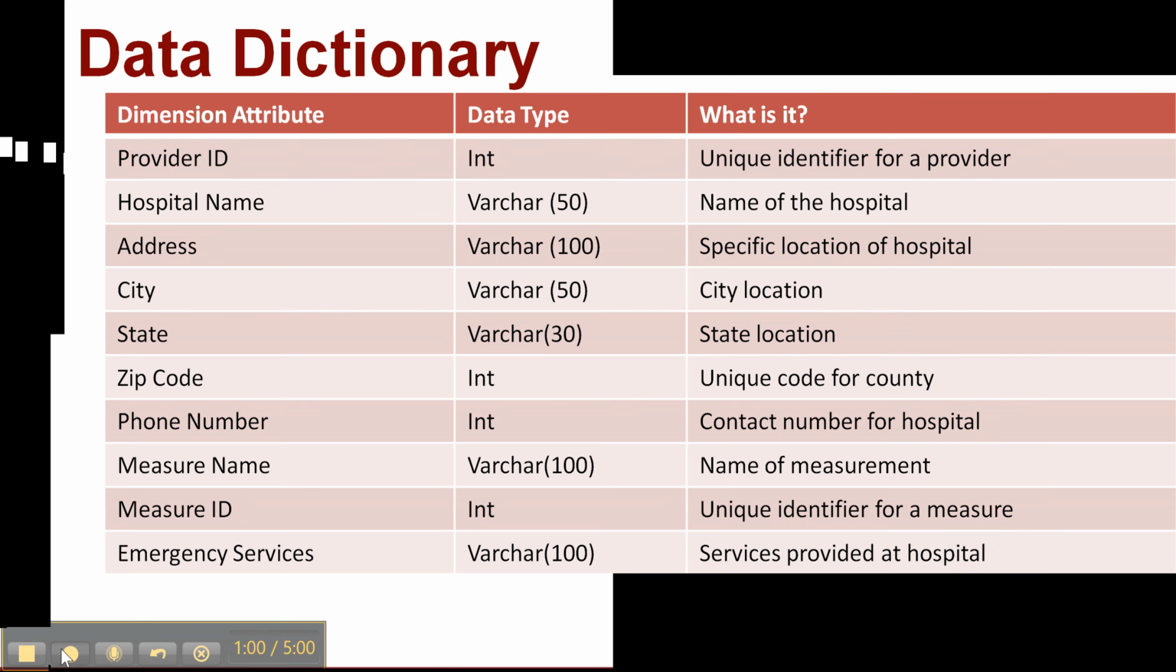Char or character is a fixed width character string with a defined width. And a bit is an integer that can be 0, 1, or null and is often used as a true or false indicator or a yes or no indicator.